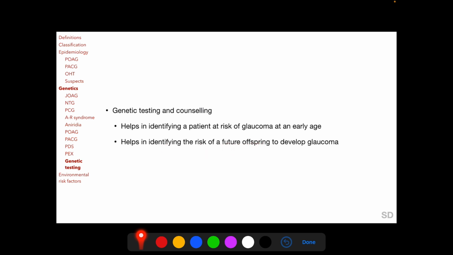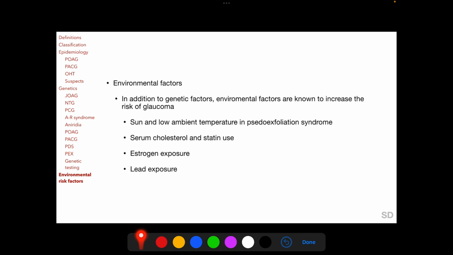In addition to genetic factors, environmental factors are also known to increase the risk of glaucoma, and these include sun and low ambient temperatures, which have been particularly implicated in pseudoexfoliation syndrome, higher levels of serum cholesterol, and use of statins, estrogen exposure, and lead poisoning.